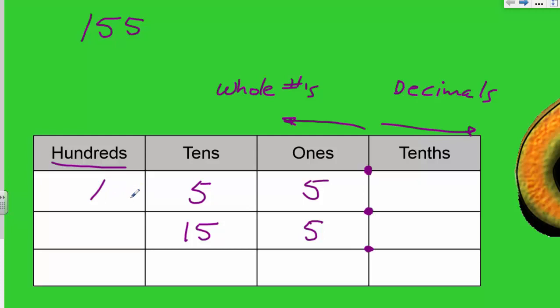Now, we have this written. We can see that it shows 15 tens. It helps us see a little bit better that 155 is between 15 tens and 16 tens on the number line. So let's pull our number line up.